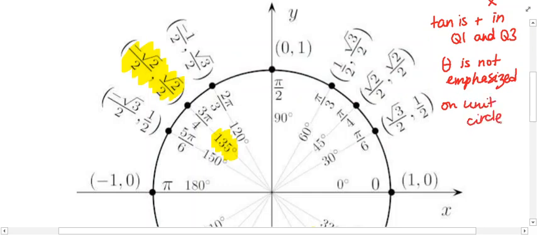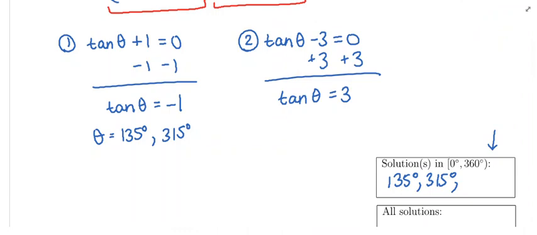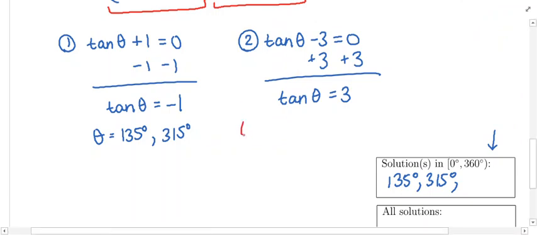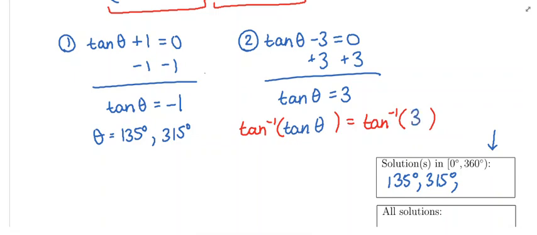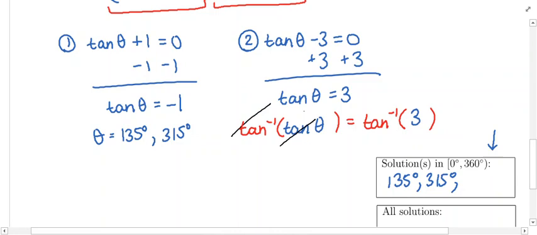Okay, so we're going to have to go to the calculator. Here, we want theta, but it's trapped by the tangent. To undo that, we're going to have to take the tangent inverse of both sides. So the tangent inverse of the tangent of theta has to equal the tangent inverse of 3. On the left, the tangent inverse and the tangent will cancel, leaving you with theta.